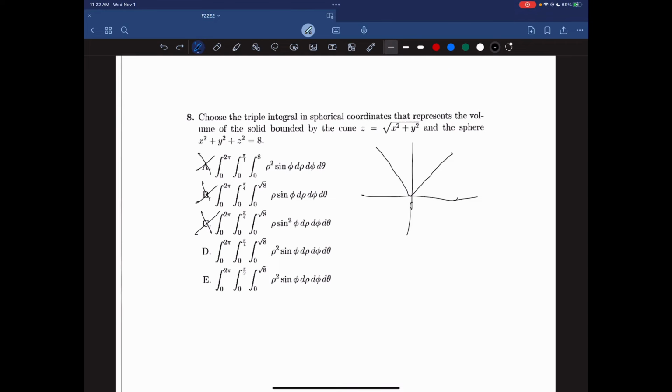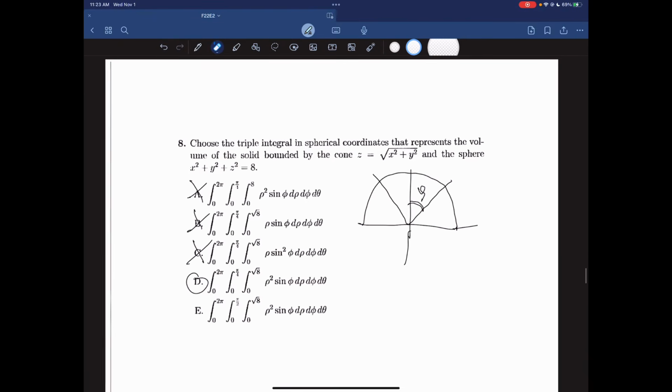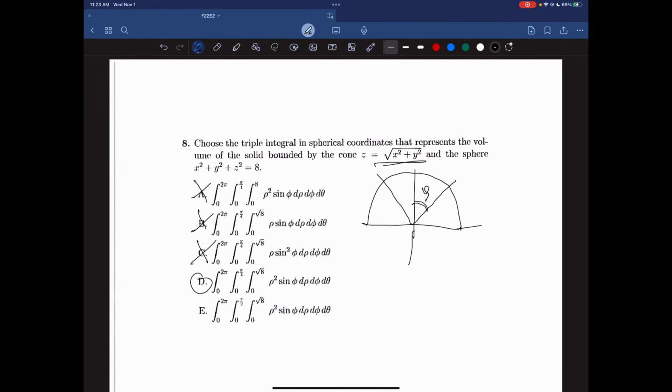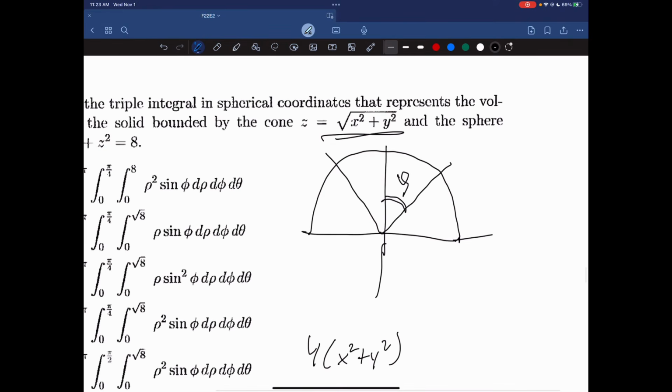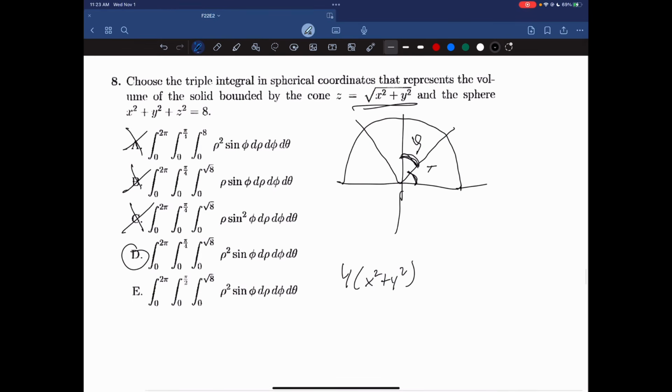Just looking at it, if we draw our sphere like this, we're only concerned about the top half, and this is the phi that we're looking for, and that's going to be pi over 4, for the same reason as the problem above, since we have the standard cone. If there was a value like 4 times x squared plus y squared, that'd be different, but this angle right here is going to be equal to that angle, and that can only happen at pi over 4. So this is pi over 4, and so is phi right here. So phi is going to be 0 to pi over 4 in this case, and that is D.